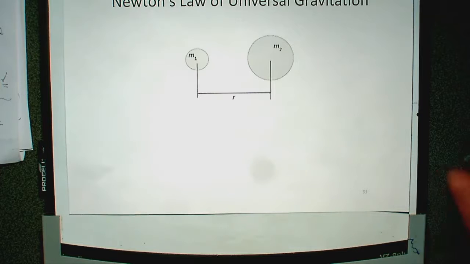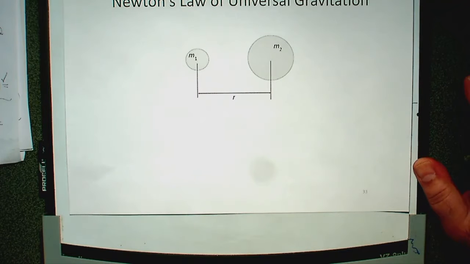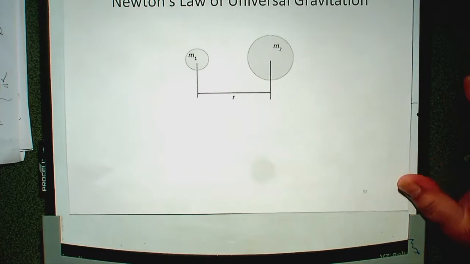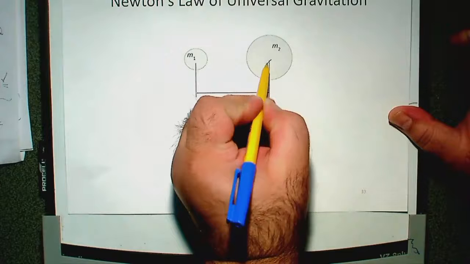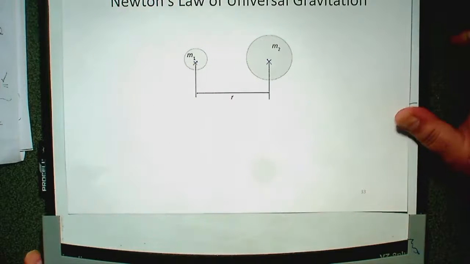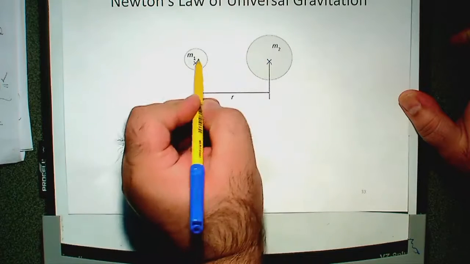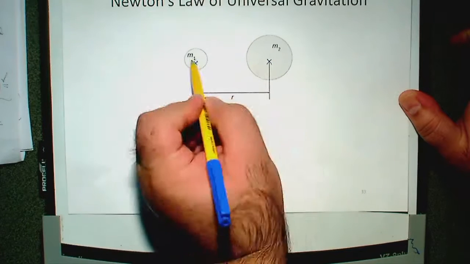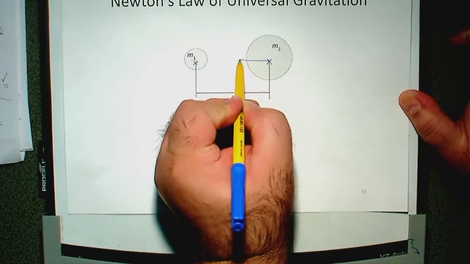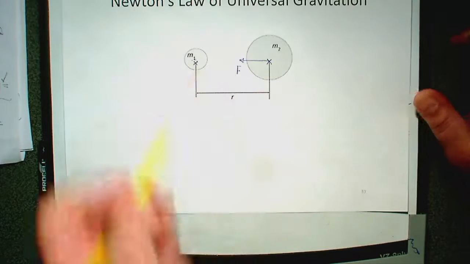Okay, when you have two masses, based on Newton's law of gravitation, these two masses want to attract each other, yes? You know this one from physics, yes? And the distance between the centers of these two masses is R. M1 wants to attract M2 with F. Yes?